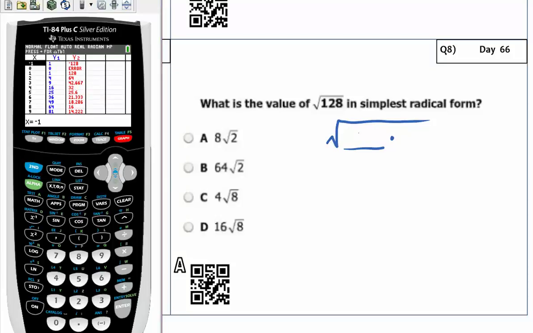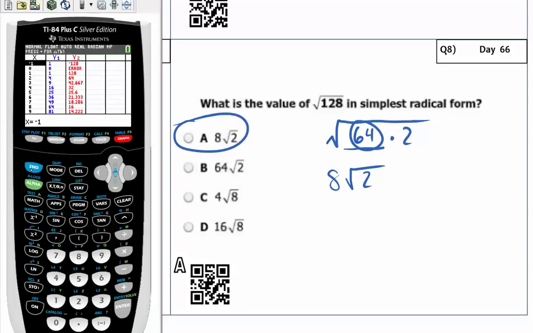I'm going to come back over here. 64 times 2 is 128. 64 is a perfect square because 8 times 8 is 64. This is going to be 8 times the square root of 2. That's my answer. Now I'm going to go look and match it. It looks like it's A.